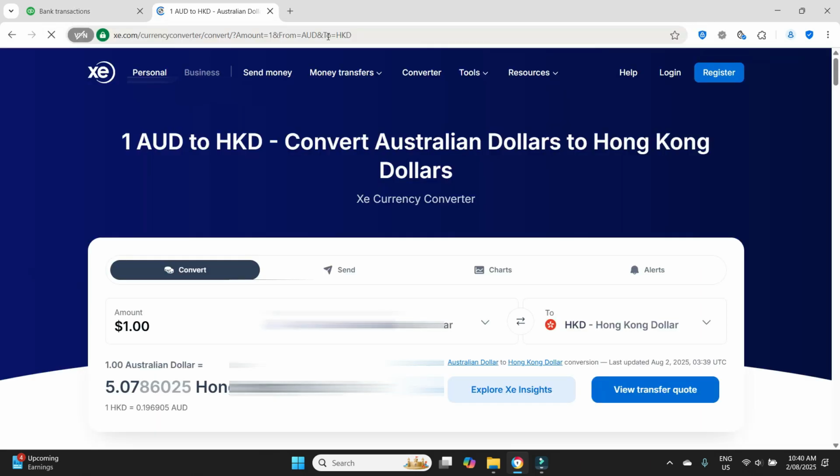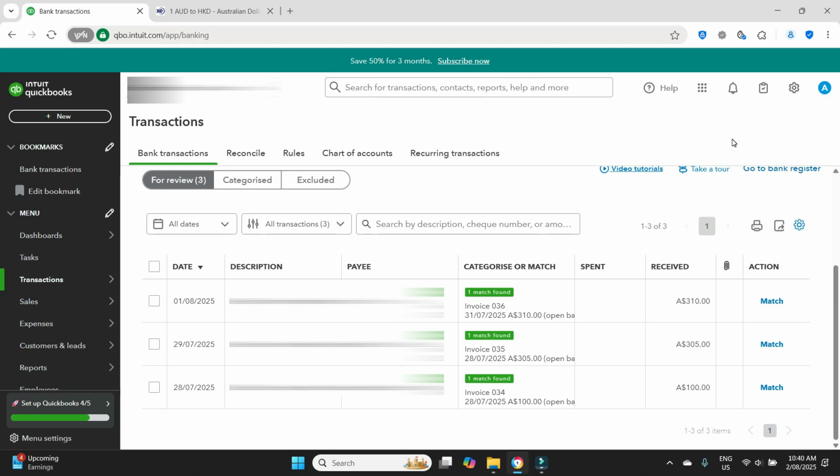Let's have a look at that just so you can see. It's about 5.07 to 1, so 1 Australian dollar is about 5 Hong Kong dollars. But when we were matching the payment on the invoice, the exchange rate was going in at 1 to 1. So, for example, we received a payment of 100 Australian dollars, which is about 500 Hong Kong dollars, but the system was booking it as only 100 Hong Kong dollars. So it was understating our balance sheet, our bank accounts, all of that, by a factor of 5.